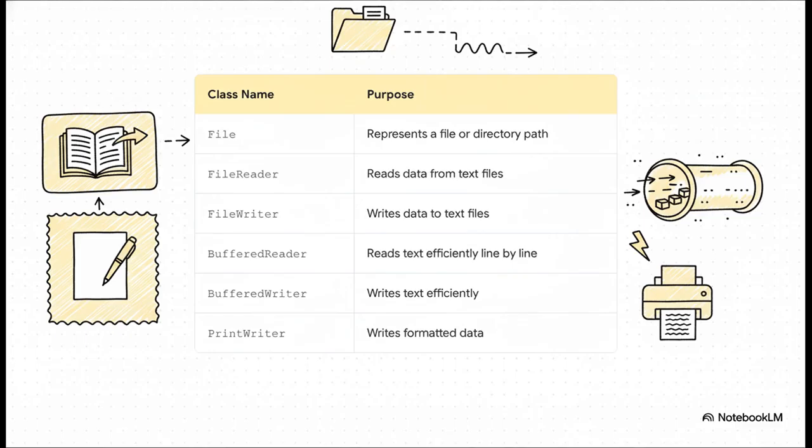So here are the key players in your I/O toolkit. Now, the File class itself doesn't actually hold any data. Think of it as a pointer, an abstract representation of a file's path. To actually read or write characters, you'll use classes like FileReader and FileWriter. But in the real world, you're almost always going to wrap those inside a BufferedReader or BufferedWriter. Why? Well, because they read and write in bigger chunks, or buffers, which is way more efficient than reading a single character at a time. And PrintWriter is super handy for writing formatted text, kind of like how you use System.out.println.